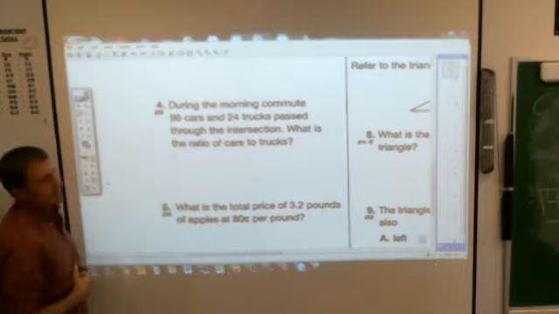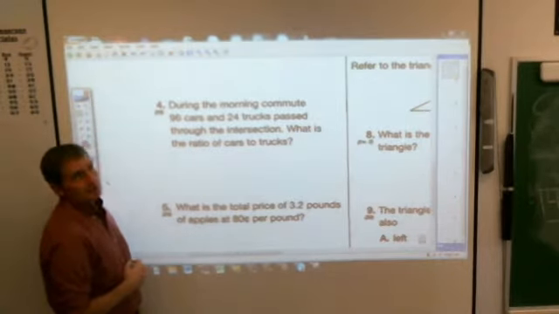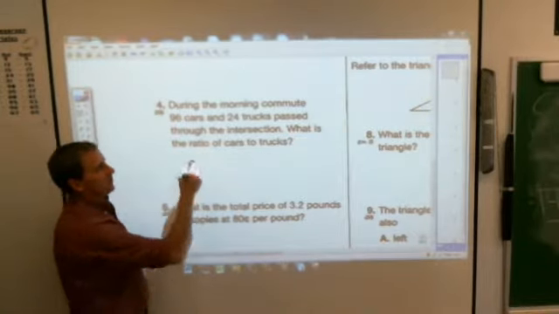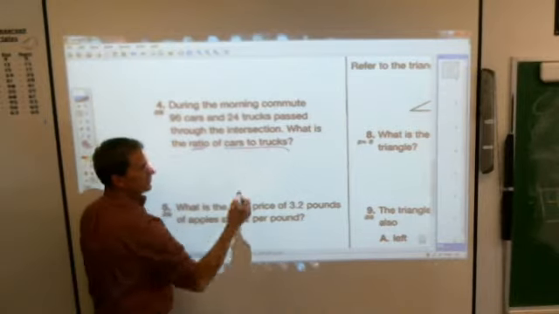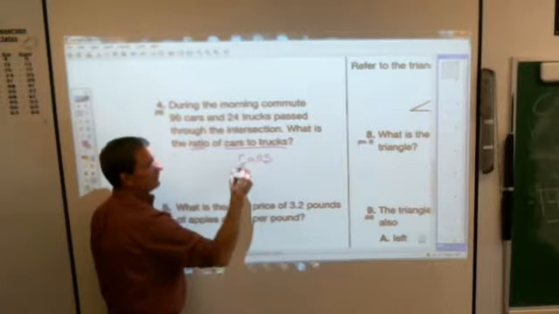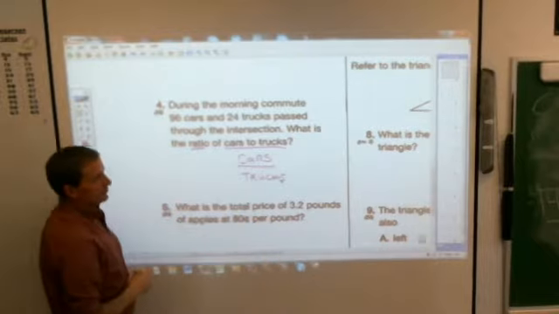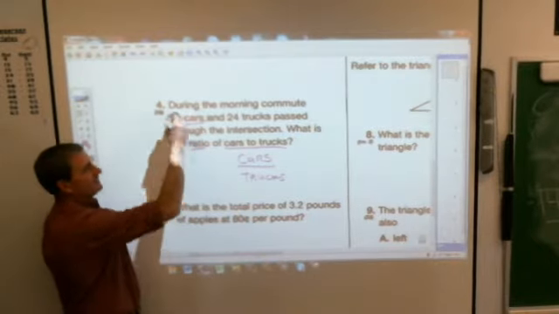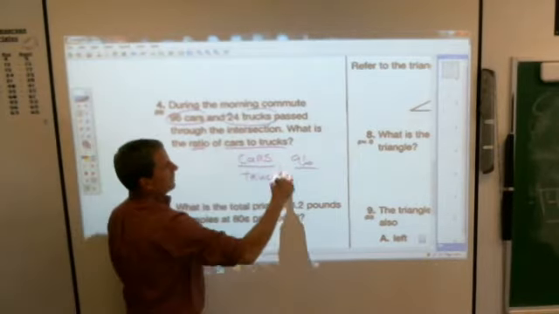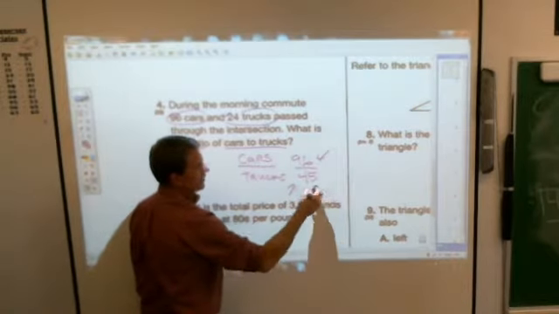Problem number 4. This is not a ratio box problem because it's not asking you to find out how many trucks or how many cars there are. They just want you to give the ratio of cars to trucks, which means you just take this and make a fraction. How many cars do you have over how many trucks do you have? And they tell you both of those things. I have 96 cars over 24 trucks.